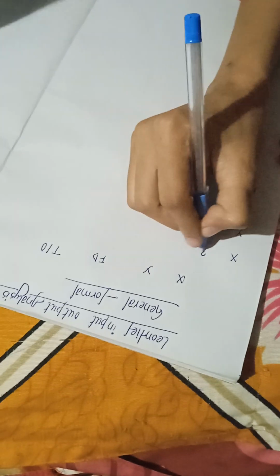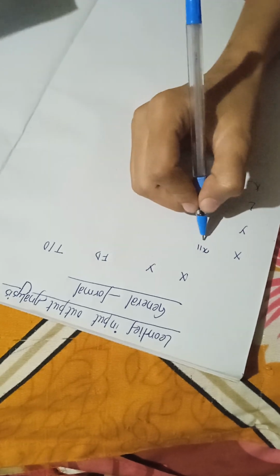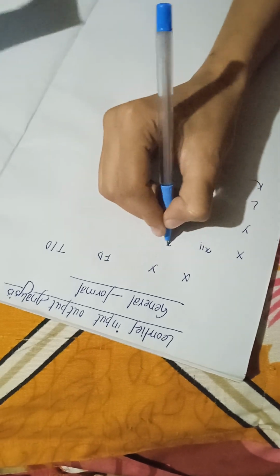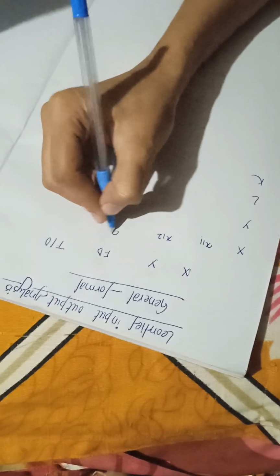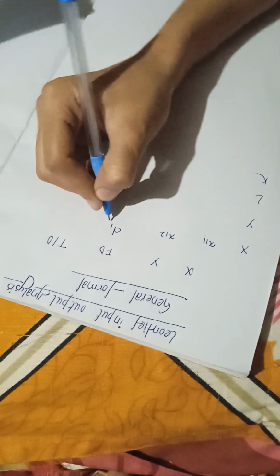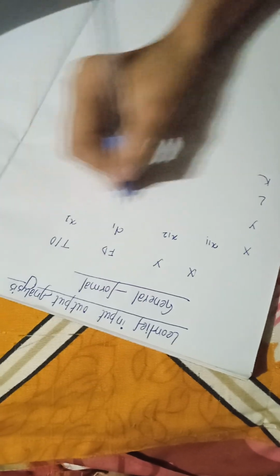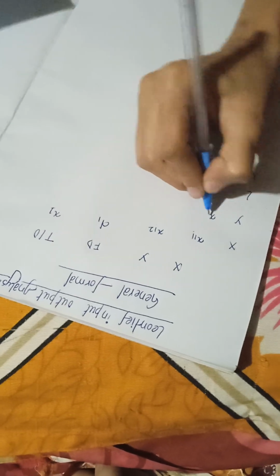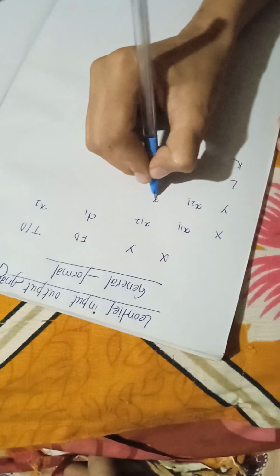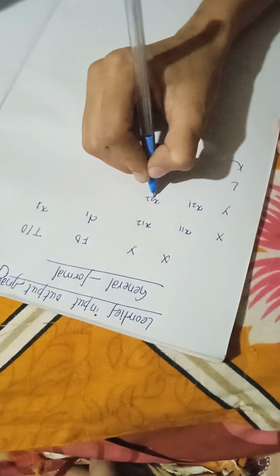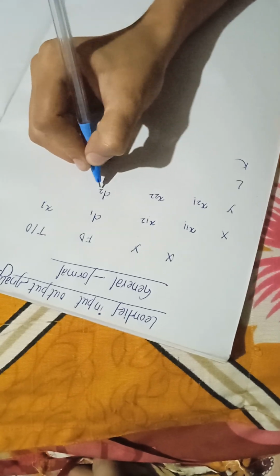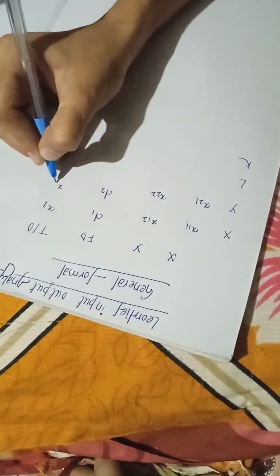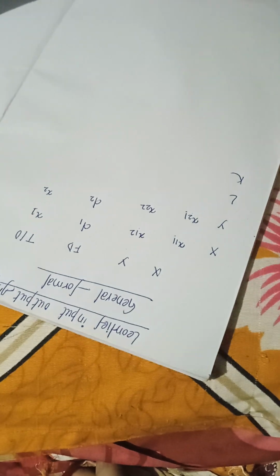So here X11 represents output of first industry used by first industry. X12 represents output of first industry used by second industry. This is my external demand of first industry. This is my total output of first industry. Similarly here X21 represents output of second industry used by first industry. X22 represents output of second industry used by second industry. This is my external demand for second industry. This is my total output of second industry.